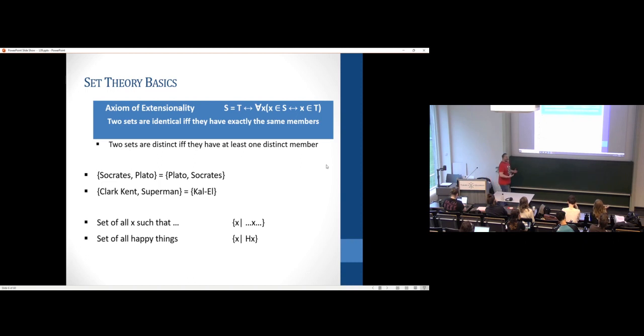So this is the axiom of extensionality. It gives us identity criteria for sets. When are they identical? Well, they're identical if they have the exact same members. So when are they different? They're different if they have different members.